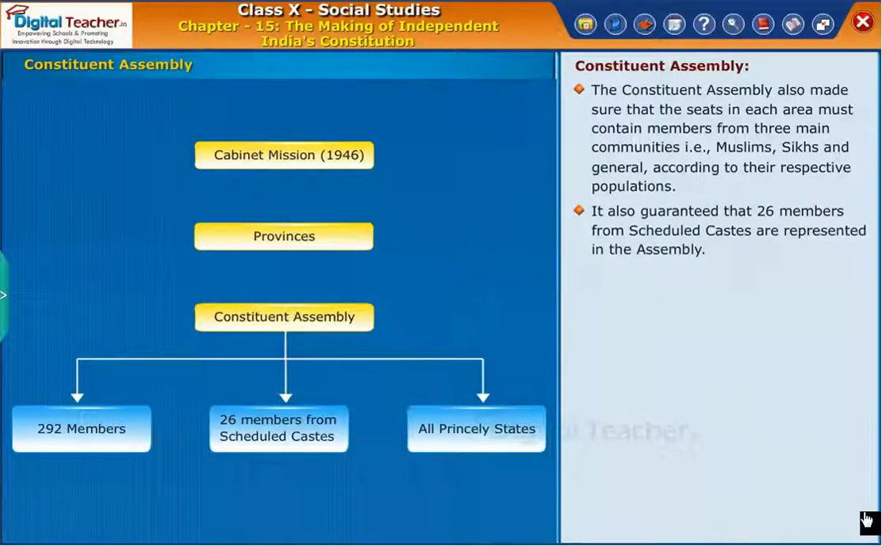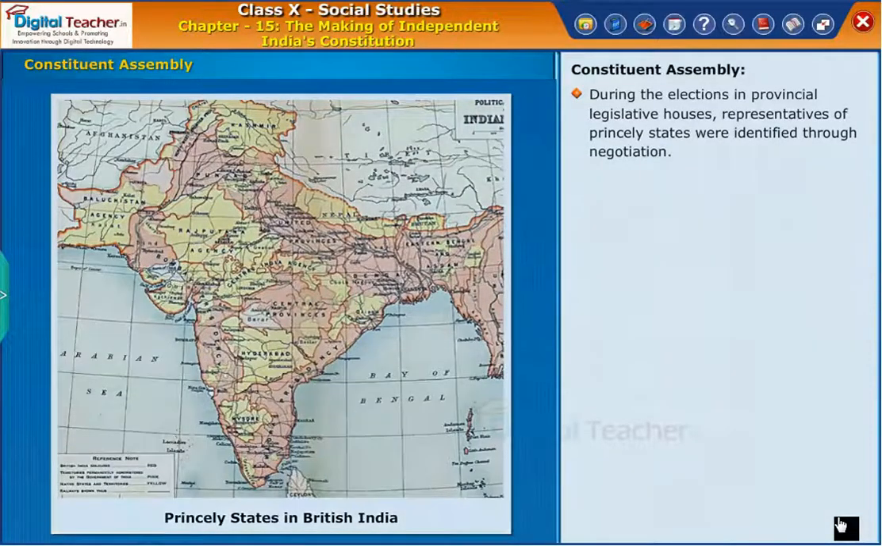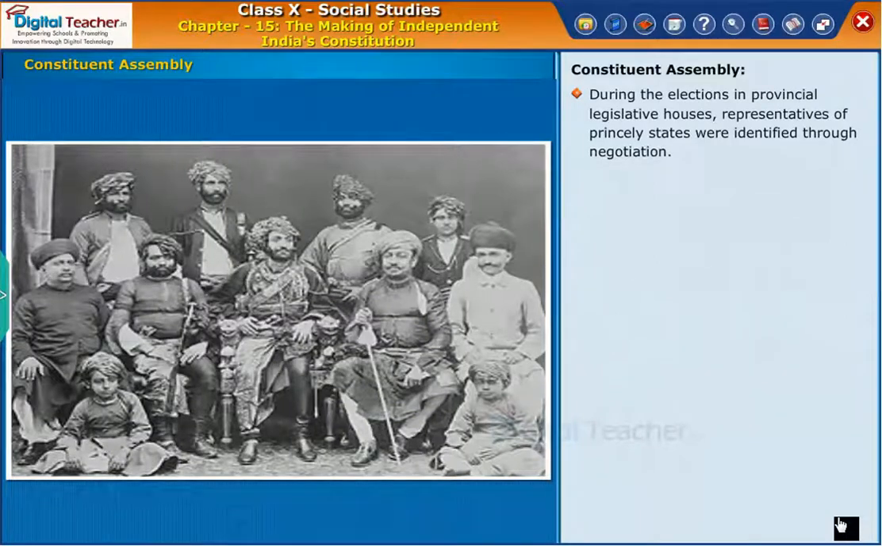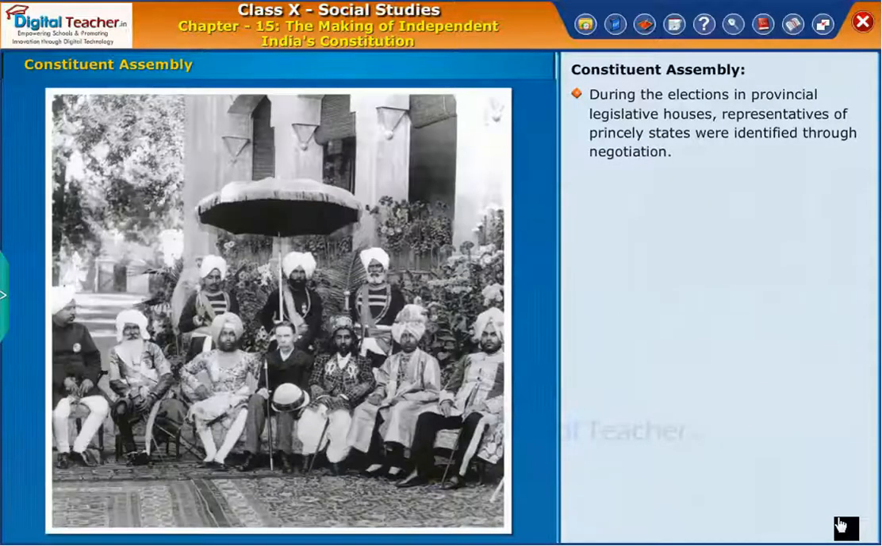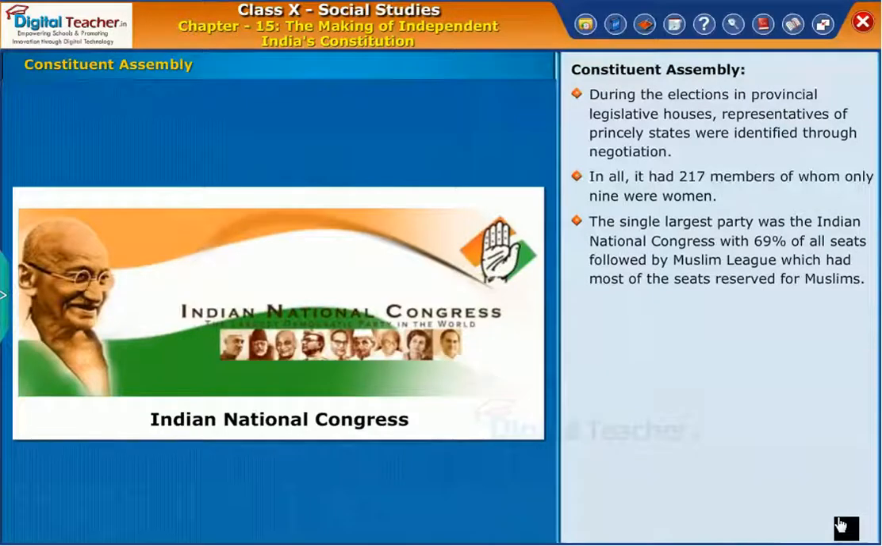It also guaranteed that 26 members from scheduled castes were represented in the assembly. During the elections in provincial legislative houses, representatives of princely states were identified through negotiation. In all, it had 217 members, of whom only 9 were women. The single largest party was the Indian National Congress with 69% of all seats, followed by the Muslim League, which had most of the seats reserved for Muslims.